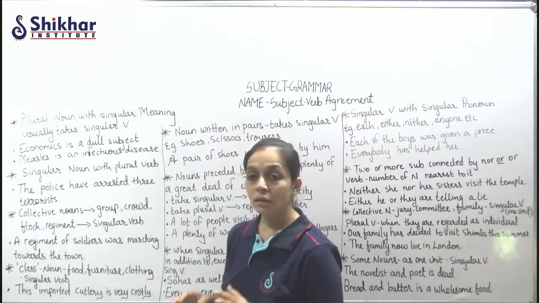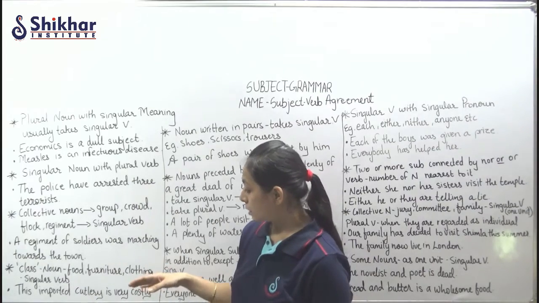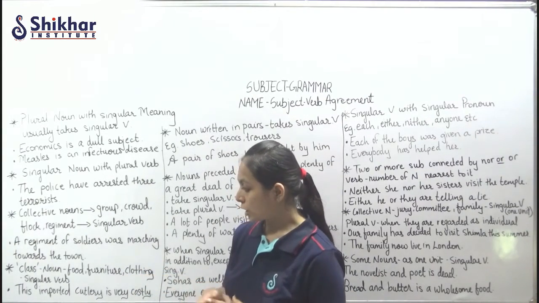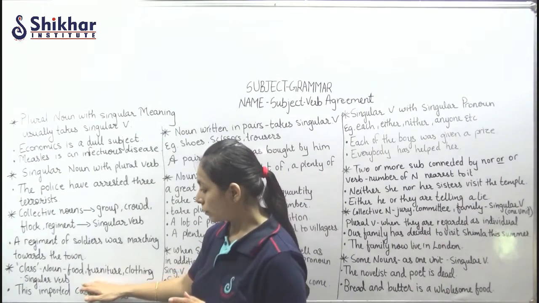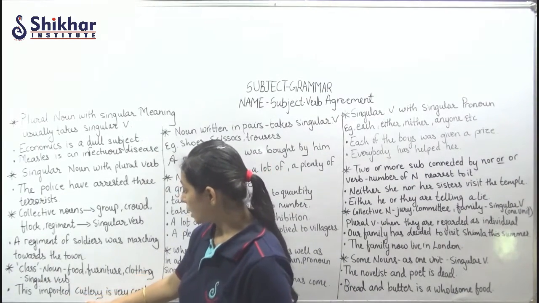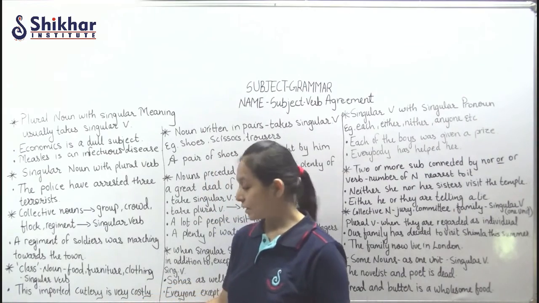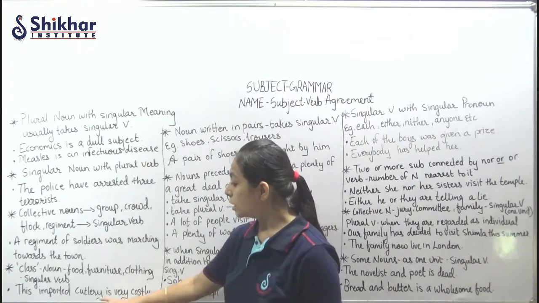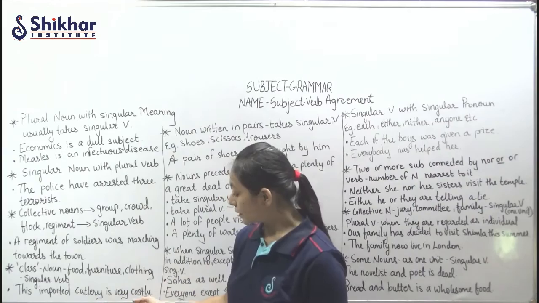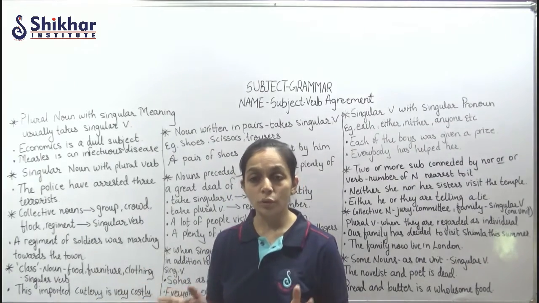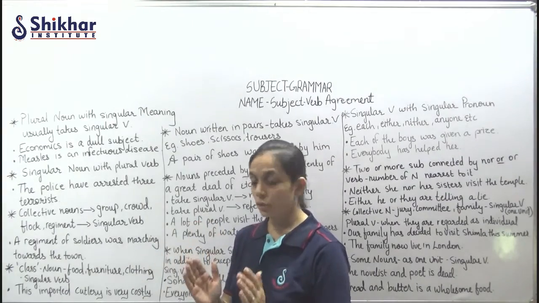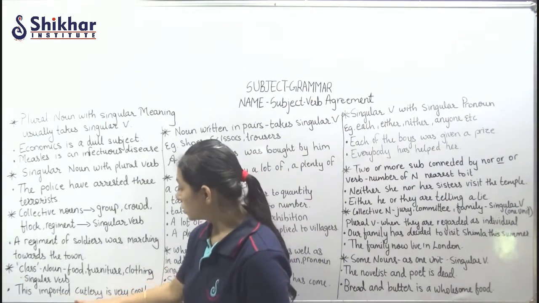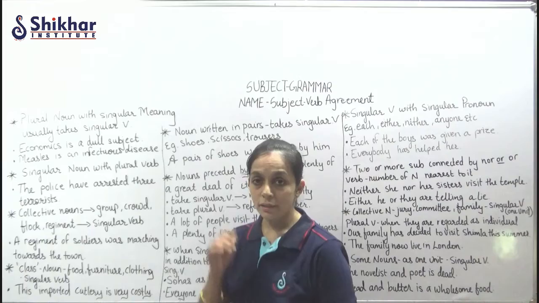Then class. Class means food, clothing, furniture, whatever is considered a whole class, takes a singular verb. The imported cutlery was very costly. We will not say the imported cutlery are very costly. Cutlery is a lot of items, but we say it as one unit only. This imported cutlery is very costly.